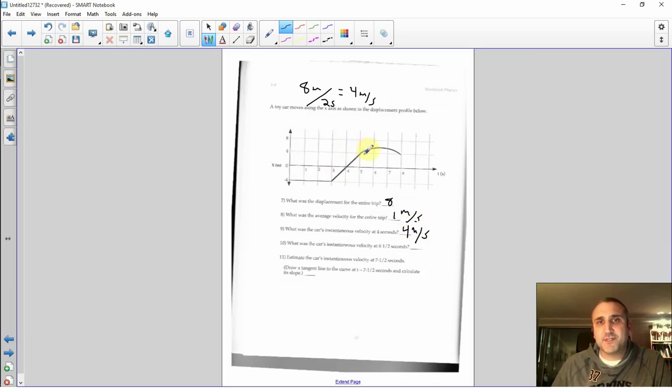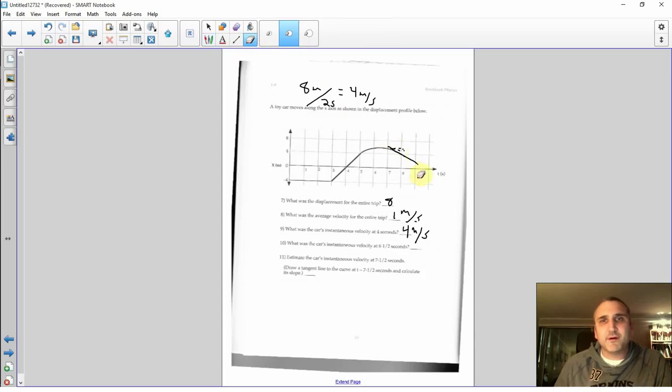So the final minus initial again. So positive 4 minus a negative 4 gives you a positive 8 divided by 2 seconds, which is the time it took to make that happen. And that'll give you 4 meters per second. Finally, estimate the car's instantaneous velocity at 7.5 seconds. So at 7.5 seconds, it's starting to come back down like that, so you can sort of get a guesstimate for what the slope here is if you make a couple of assumptions.